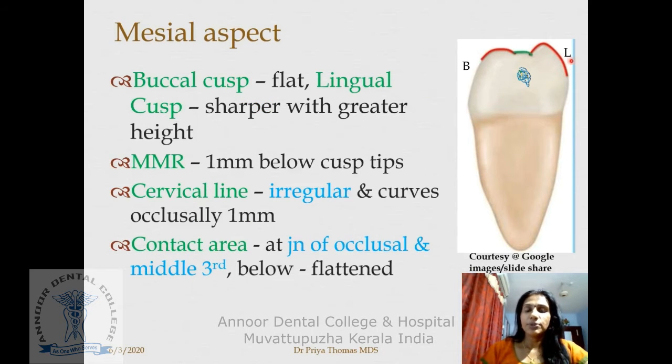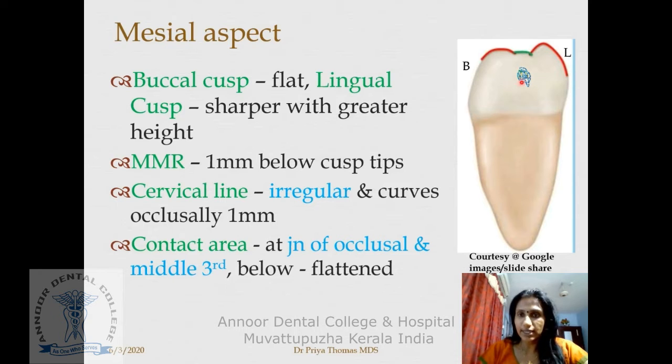Now, when you compare the two cusps, your buccal cusp, that is your mesiobuccal cusp, has a flatter cuspal slope or cuspal incline. So this cuspal surface is going to be flatter for your buccal cusp, while your lingual cusp will have a sharp, or an obtuse-angled, cuspal slope, and it is placed at a slightly greater height than your buccal cusp. In between these two cusps, you will have your mesial marginal ridge, which is 1 mm below your cuspal tip.